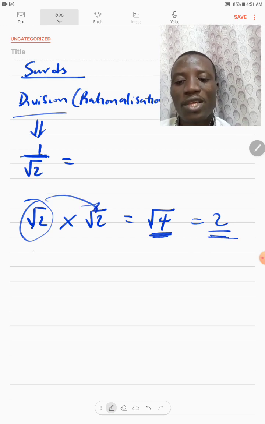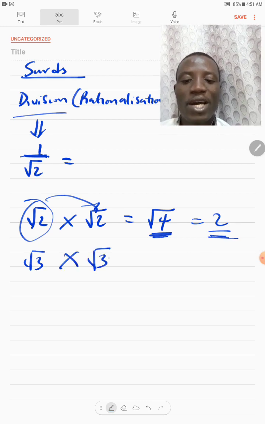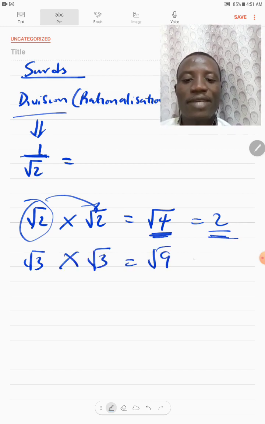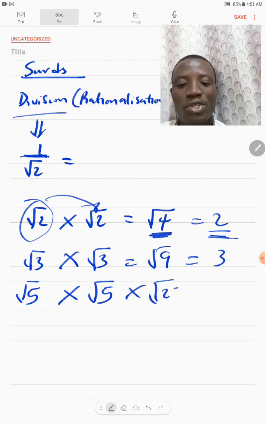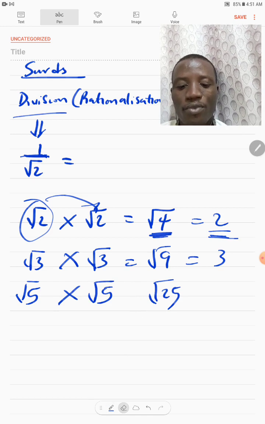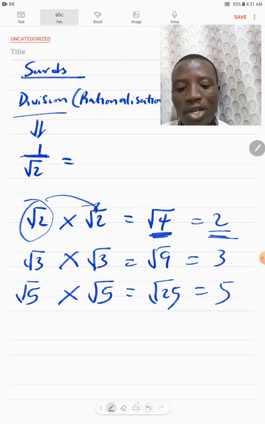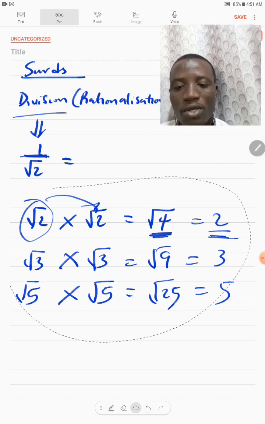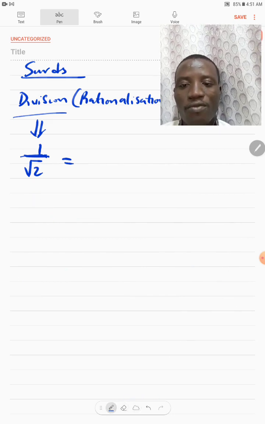The same thing, if you have root 3, to change root 3 to a rational number, multiply by another root 3, it will give you what? Root 9, which will give you 3. And so on and so forth. This will give me root 25, and that will give me 5. So with this knowledge, we can use that for this first one.